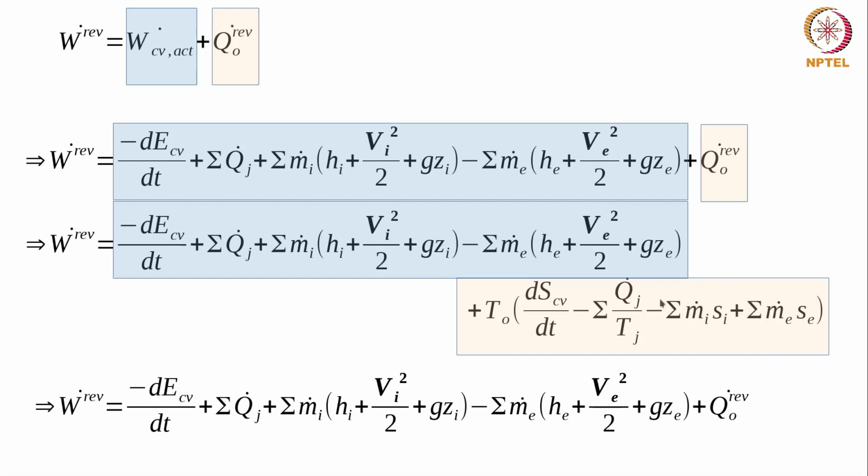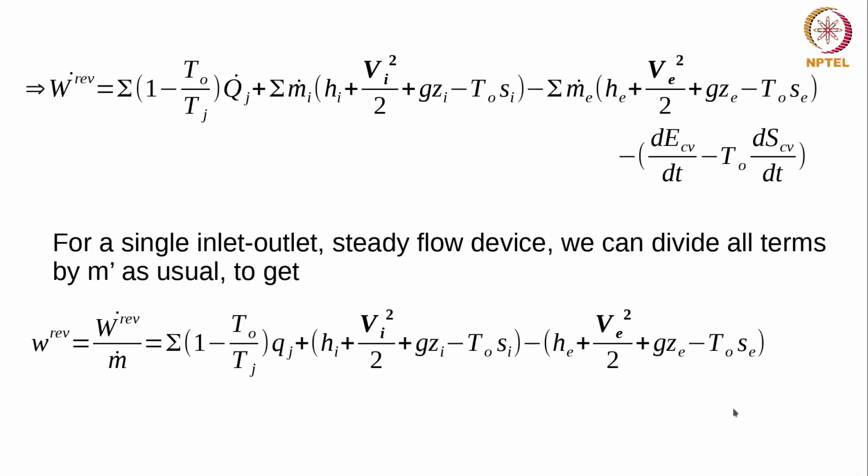So what we see is that now the reversible work is given as minus d by dt plus sigma of Q dot j plus whatever is the mass flow rate coming in into the enthalpy which it brings minus whatever is the mass flow rate going out into the enthalpy which it takes out plus Q naught in reversible. So that is essentially what we have. We can also rewrite this in this form.